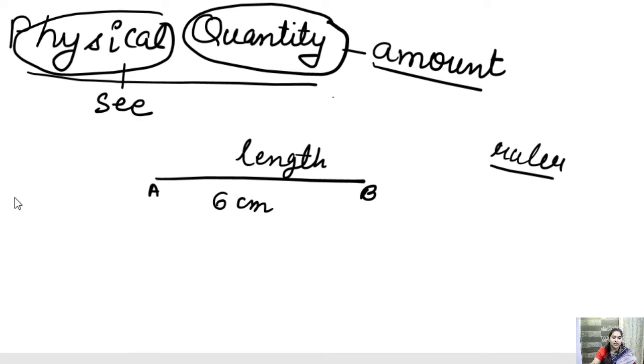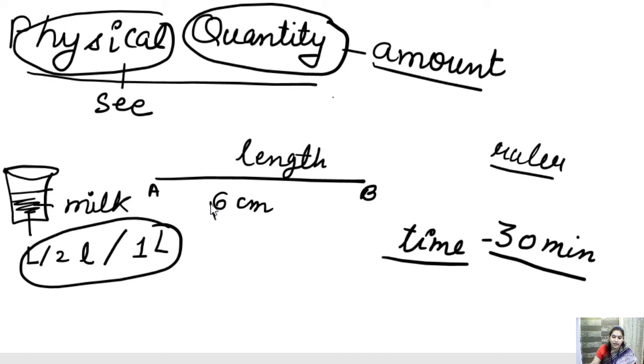So this quantity can also be measured. Similarly, if we talk about time, for how long will this period run? If somebody asks you, you will say 30 minutes. So what is this 30 minutes? We are measuring the time. We are telling the accurate time, the accurate length, the accurate volume here.